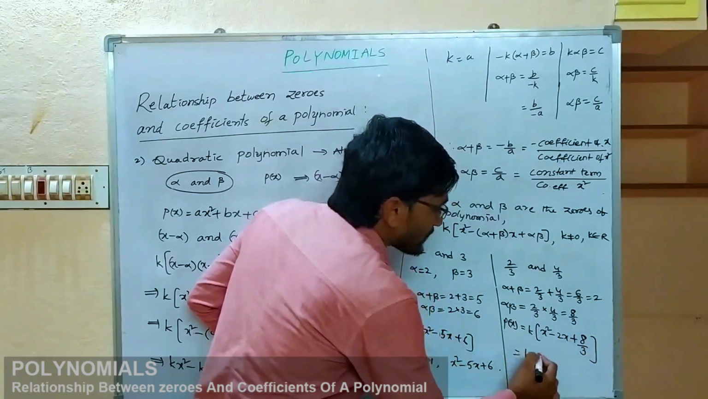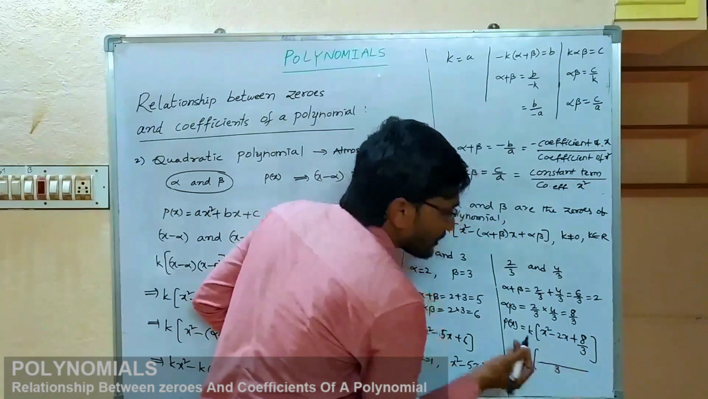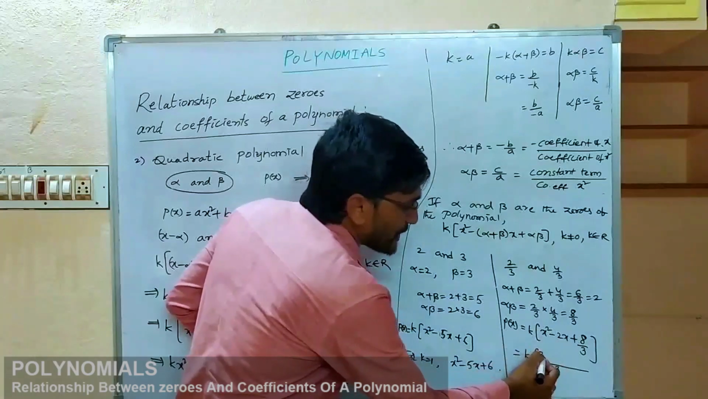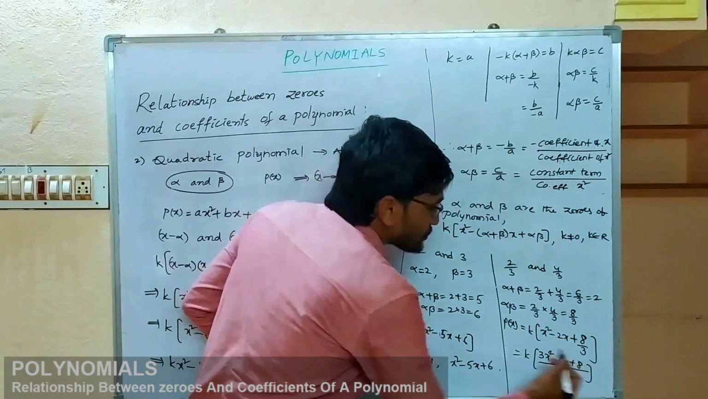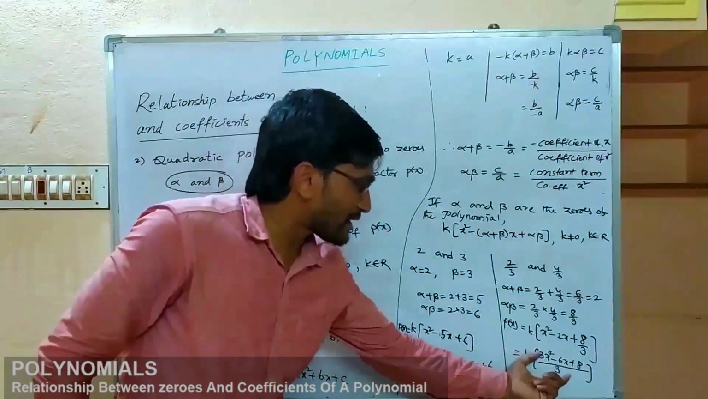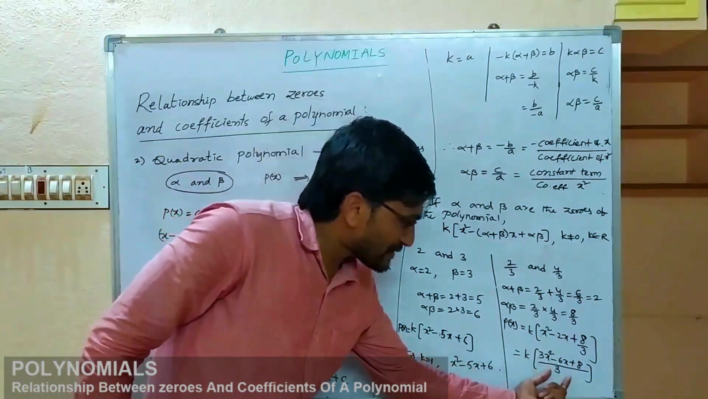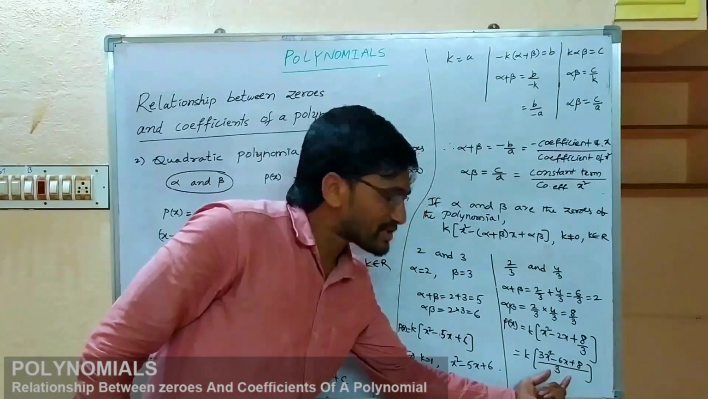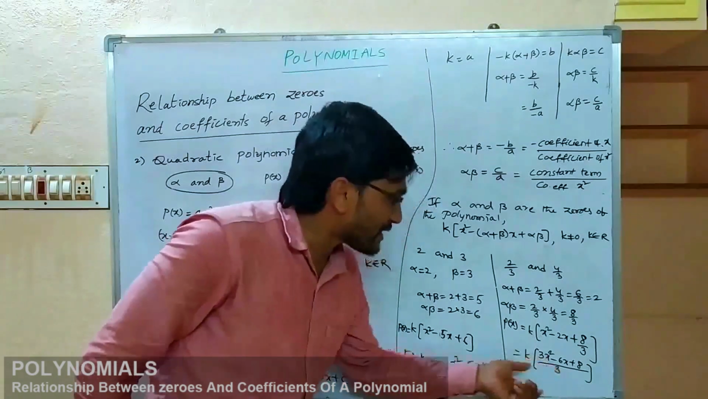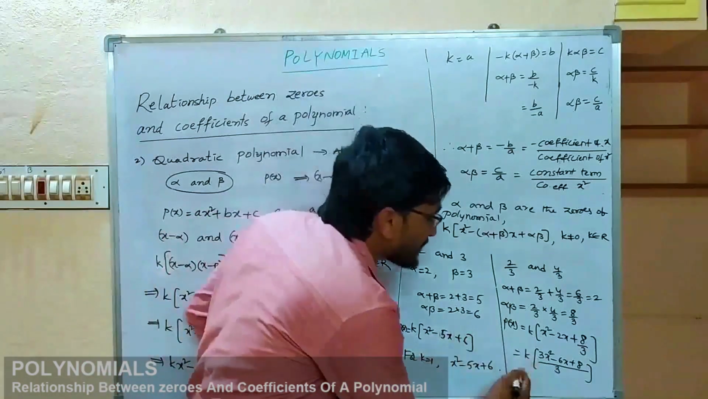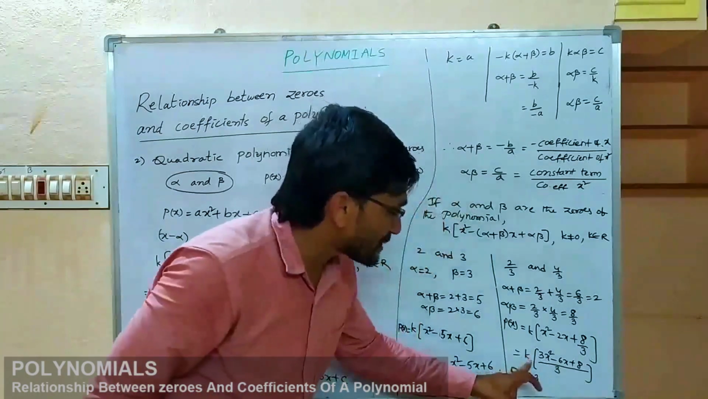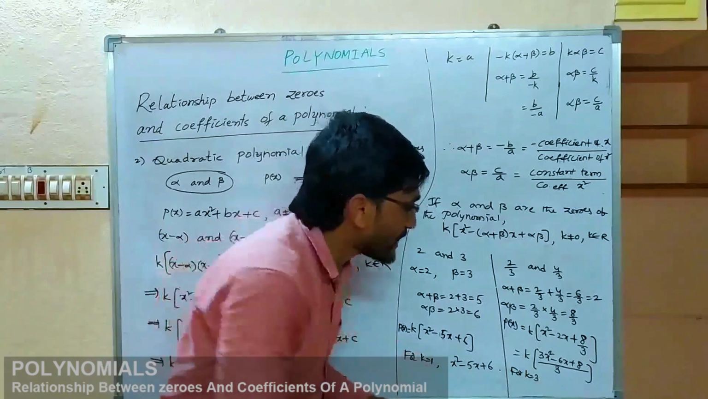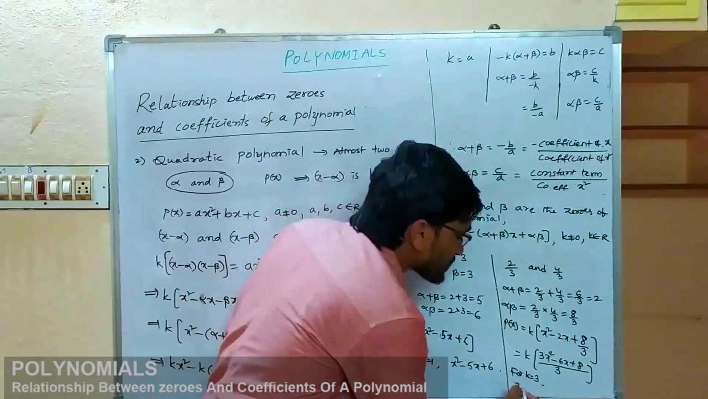Okay. So now take the LCM. LCM is 3 here. So we can get 3x square minus 6x plus 8. So in this case we get a denominator, and the value in the denominator is 3. In this case we can write the required polynomial for k is equal to what we get in the denominator, that value, k equal to 3. For k is equal to 3, the quadratic polynomial is 3x square minus 6x plus 8.